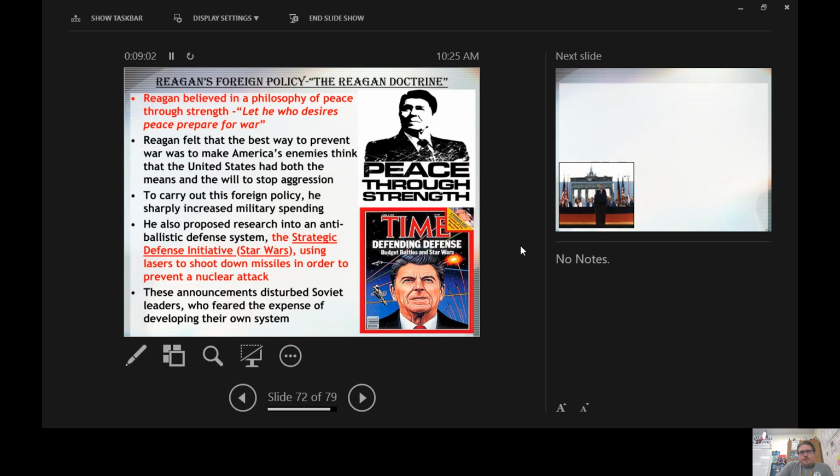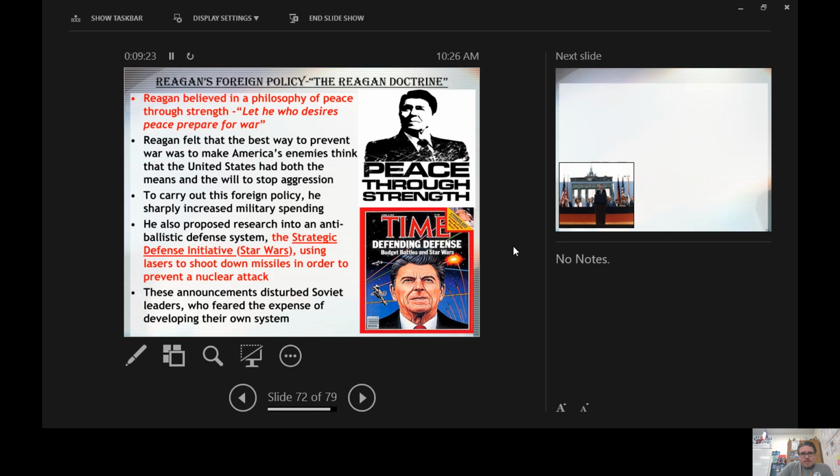Reagan believed in a philosophy of peace through strength. Let he who desires peace prepare for war. Reagan felt that the best way to prevent war was to make America's enemies think that the United States had both the means and the will to stop aggression. To carry out this foreign policy, he sharply increased military spending.